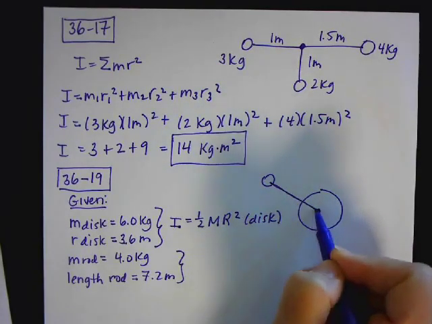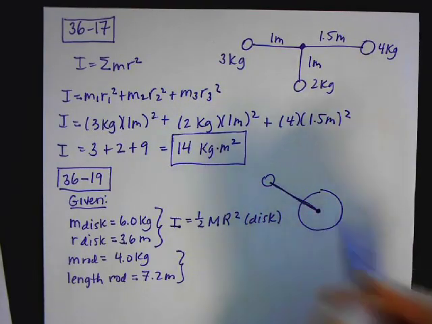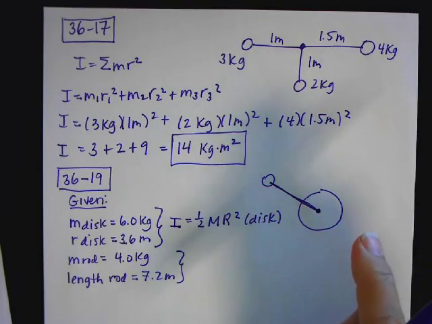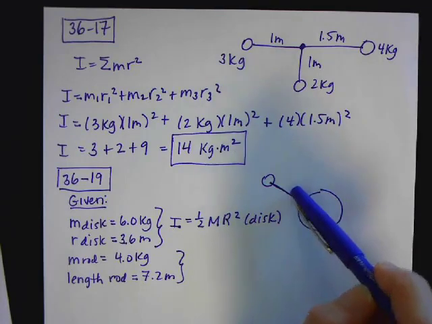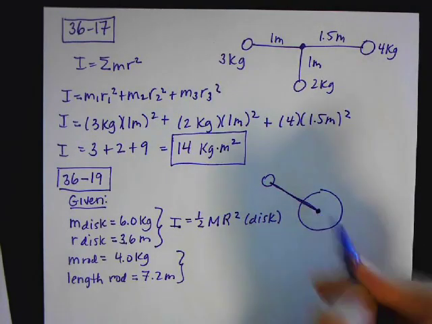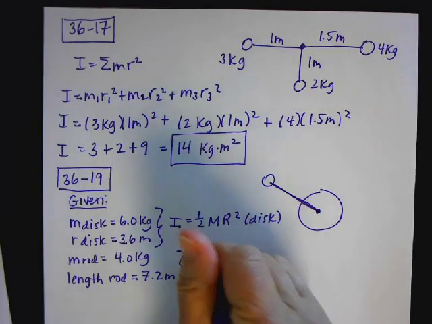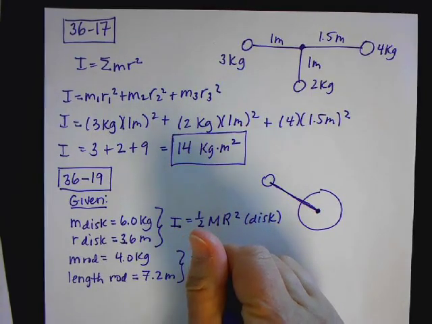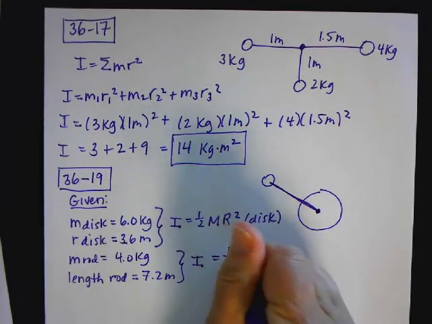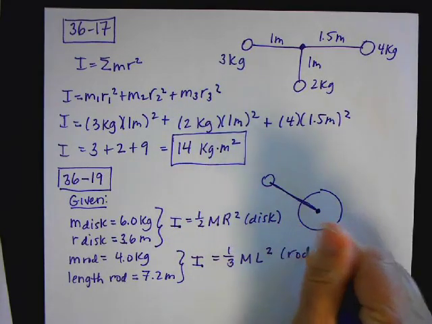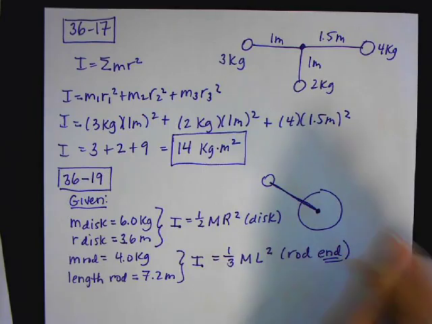Now, this is the axis of rotation. This is the rod. This is very important because the moment of inertia for the rod is going to be different depending upon where the axis of rotation is. Is it in the center? Is it 1/3? In this case, it's on the end. So I would look on my chart and ask, what is the moment of inertia for a rod on its end? The moment of inertia for the rod on its end is 1/3 ml squared. And this is for a rod at the end. So this is extremely important.